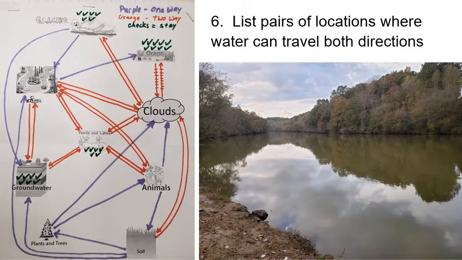Here is the Chattahoochee River. Notice we've got some clouds up here. It can rain, and that rainwater goes in the Chattahoochee River. Chattahoochee River water also evaporates and goes up and makes clouds. So that's a two direction movement of water in the water cycle, between clouds and rivers.